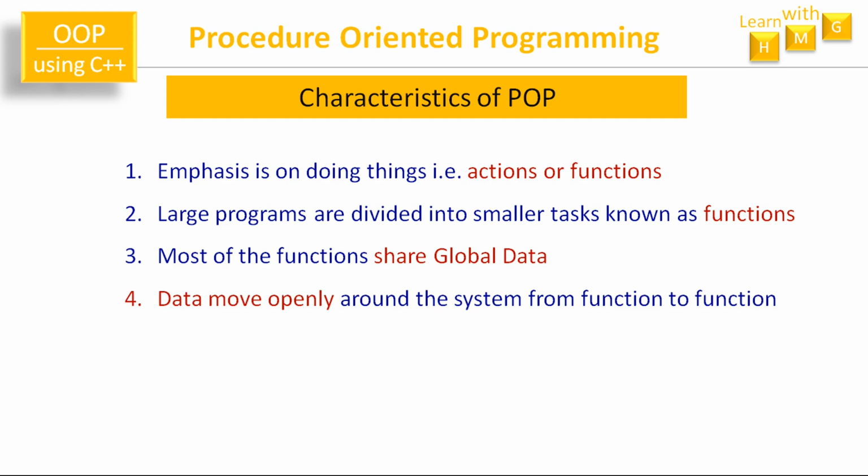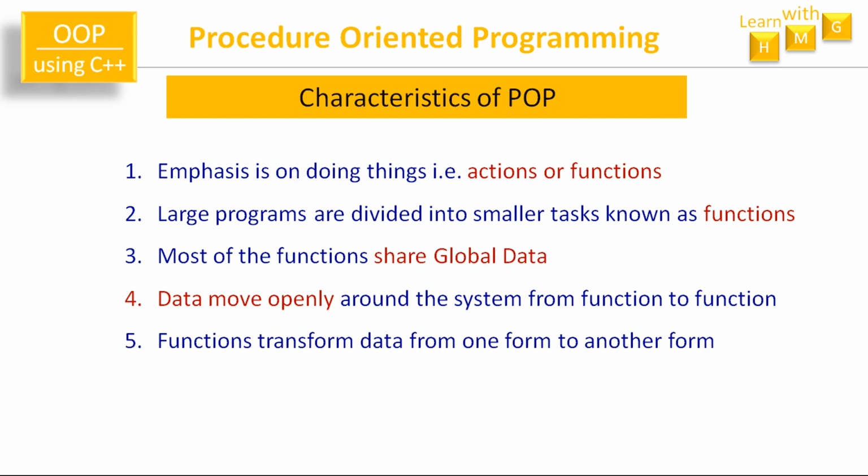Data move openly around the system from function to function. So through this global data, it is possible to move the data openly around the system, meaning around the entire program, from one function to another function. Functions transform data from one form to another form. So one function operates on the global data, and the previous data is transformed into another type, and in this way every function may operate on that global data, and the transformation of data takes place.